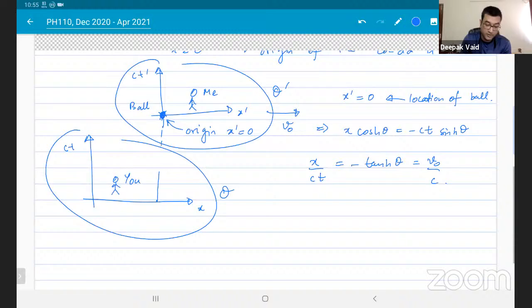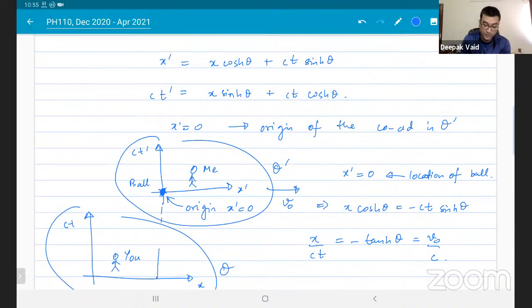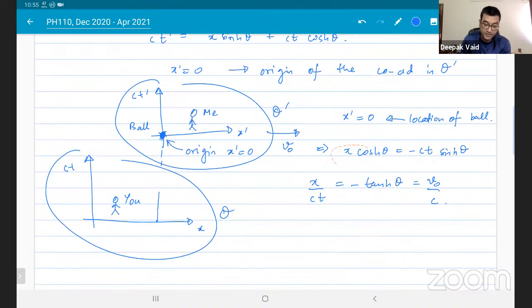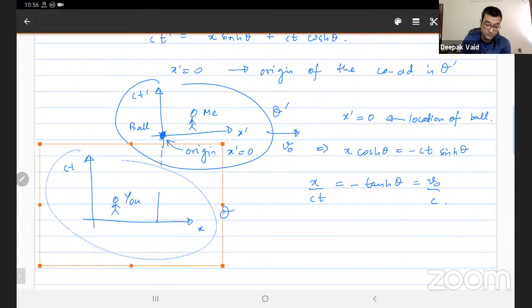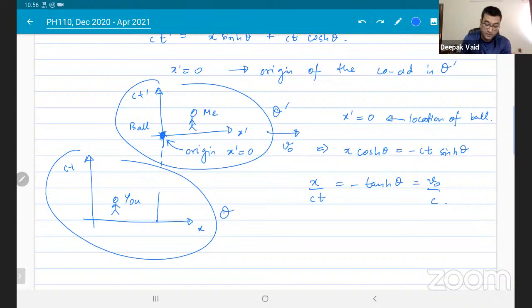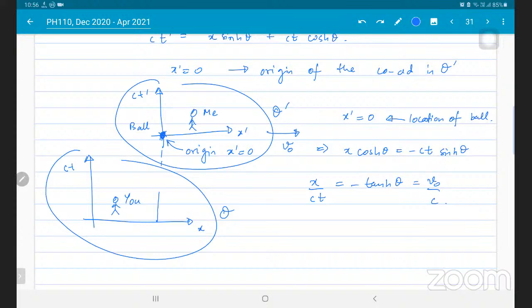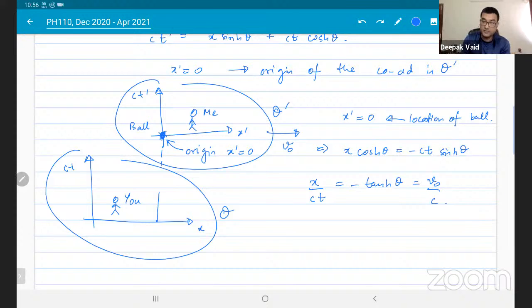So if I put X prime equal to 0 in this equation, what do I get? I get this relationship between X and T. What is X and T? X is the location of the ball as seen by you, right? And T is the time interval. So this tells me that this theta parameter is related to this velocity, the relative velocity of O prime and O.